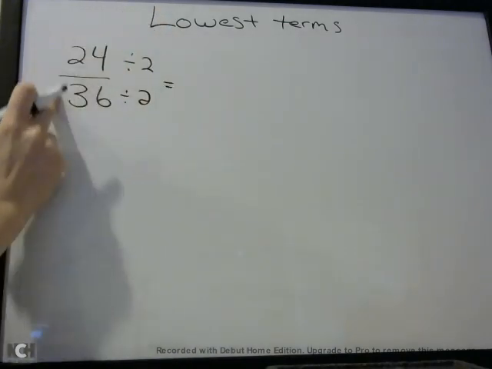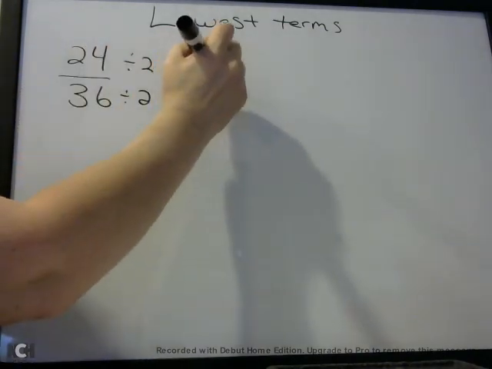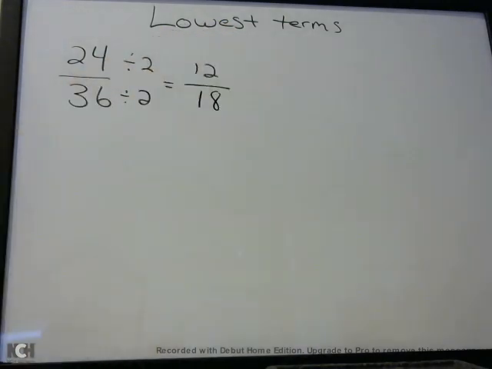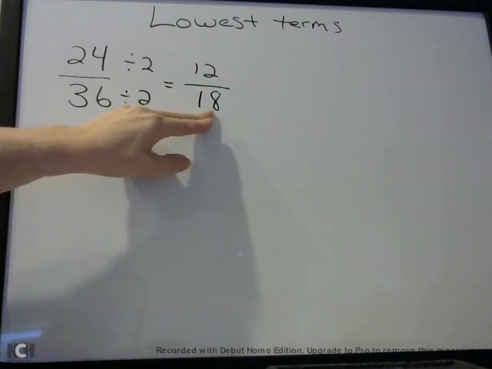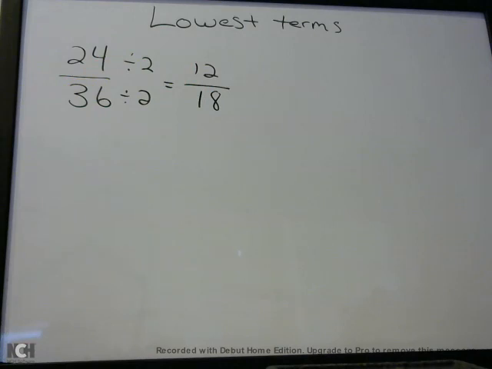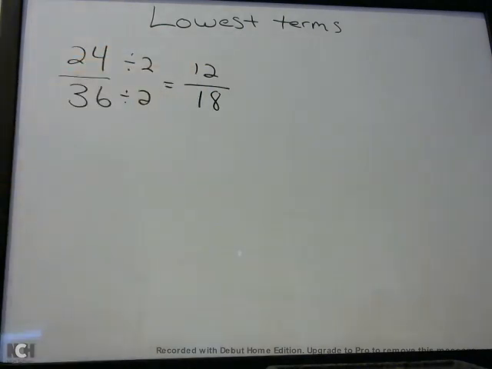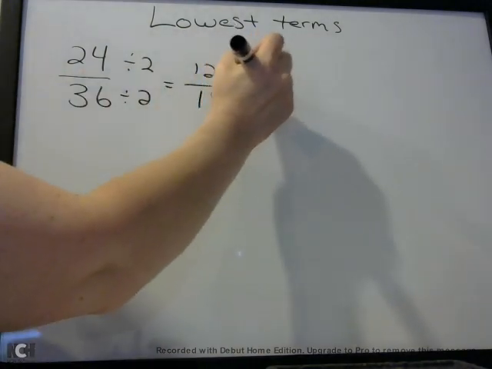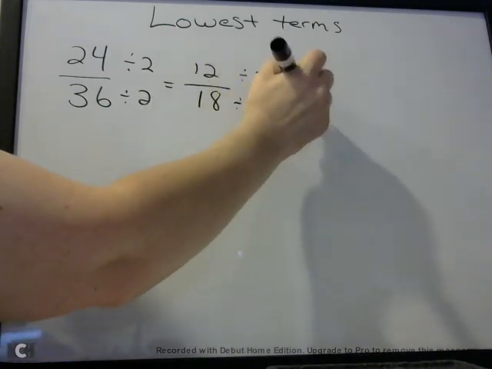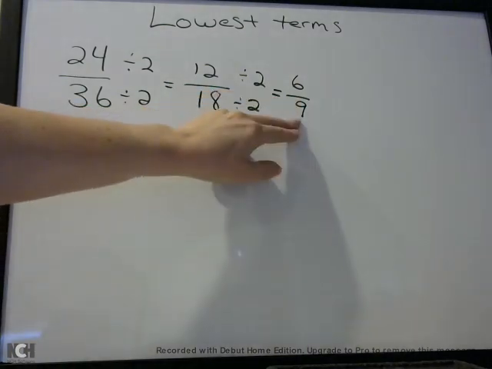Both the numerator and the denominator we have to divide by the same number. So 24 divided by 2 is 12. 36 divided by 2 is 18. So now we look at this fraction. Is this in lowest terms? Or can we divide something into both of these numbers evenly? Well, for 12 and 18, we can divide both of those by 2. 12 divided by 2 is 6. 18 divided by 2 is 9. So now we have 6/9.